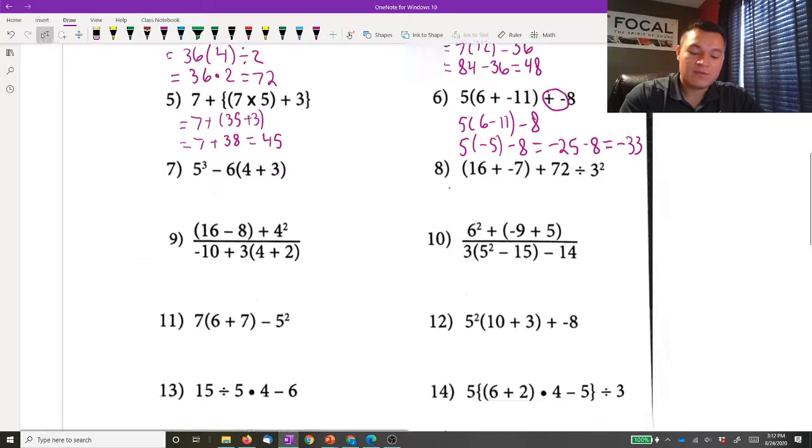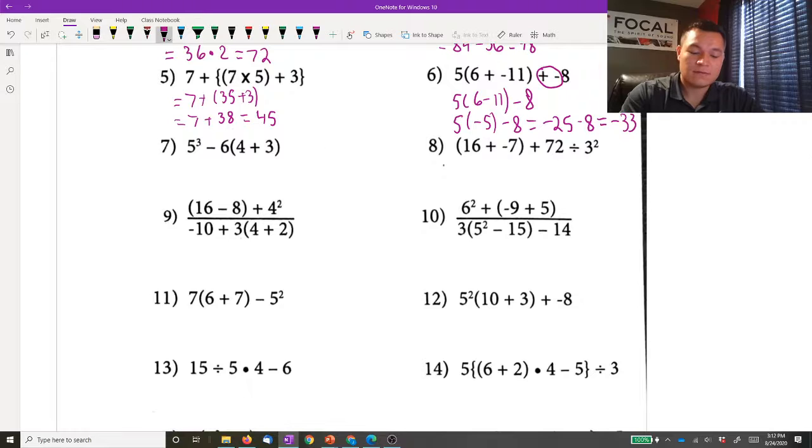Number 7, 5 cubed is 125. Minus 6 times 7. 125 minus 42 equals 83.